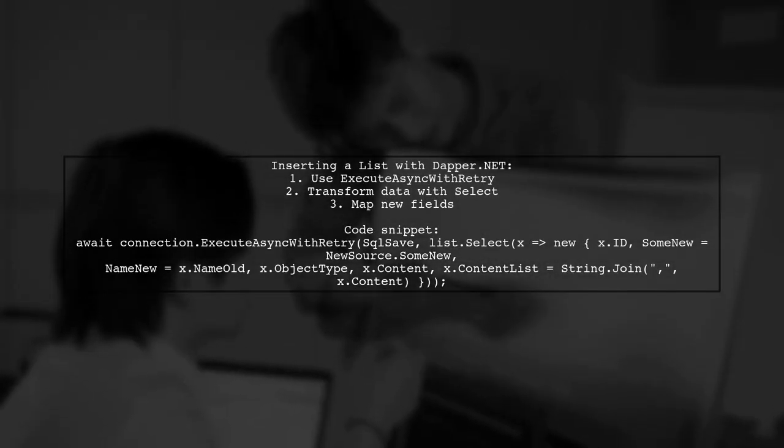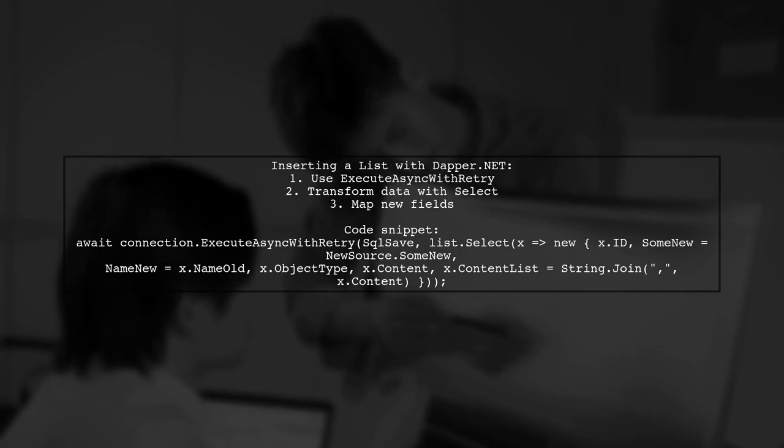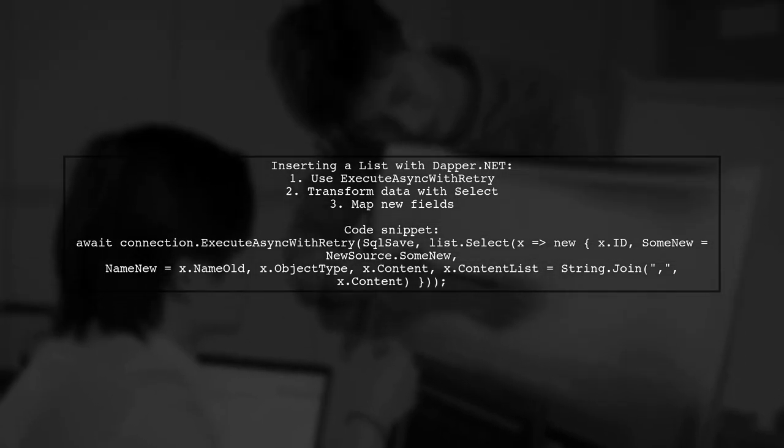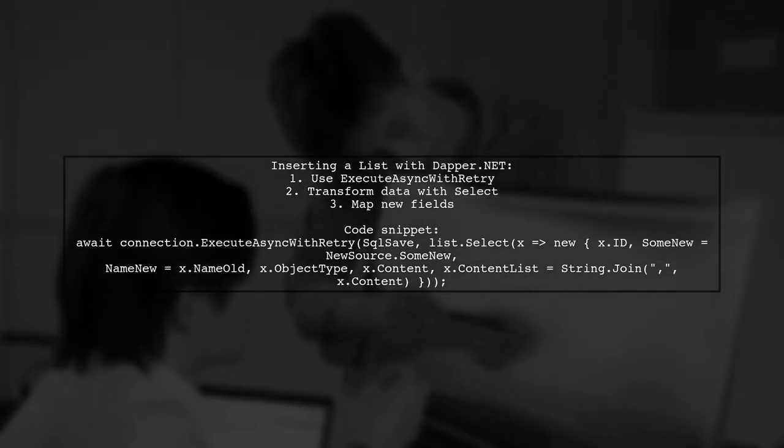To insert a list using Dapper.NET in C#, you can use the ExecuteAsync with retry method. This allows you to transform your data while inserting it into the database.